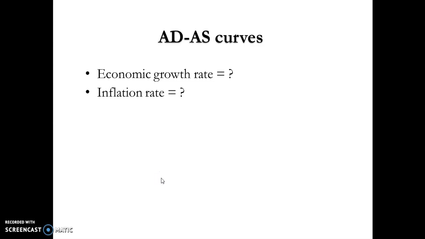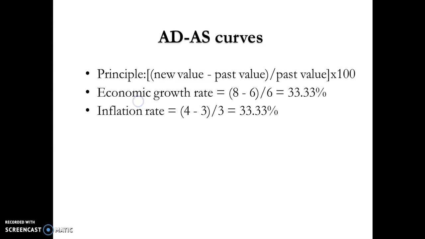So how else could you be tested? Well, you could be asked to calculate the economic growth rate and the inflation rate. Now, how would you do that? So we know that to calculate the growth rate, we need a change in output. And to calculate the inflation rate, we would similarly need a change in, let's say, the price level. We normally would use the CPI index. So the principle is to take the new value minus the past value in brackets divided by the past value times 100. So this formula would be applied to both of these.